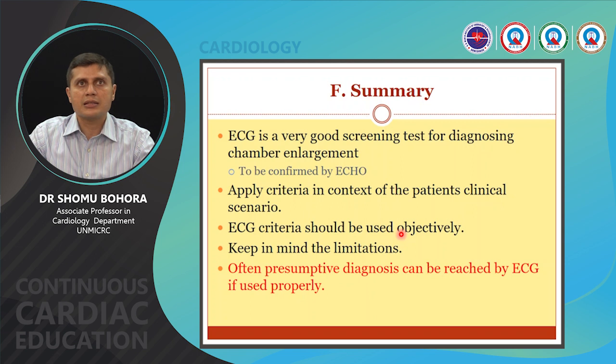So summarizing, ECG is a very good screening test for diagnosing chamber enlargement. It has to be confirmed by an echo. However, apply the criteria in the context of the patient's clinical scenario, whether the patient is on medications, whether the patient has chest pain, or what the baseline underlying condition is. ECG criteria should be objective. It cannot be subjective, that you just see it. So use the criteria which are there. Keep in mind the limitations in the presence of bundle branch blocks or if the patient has a chest abnormality. Often a presumptive diagnosis can be reached by using the ECG, using these criteria properly. Thank you.